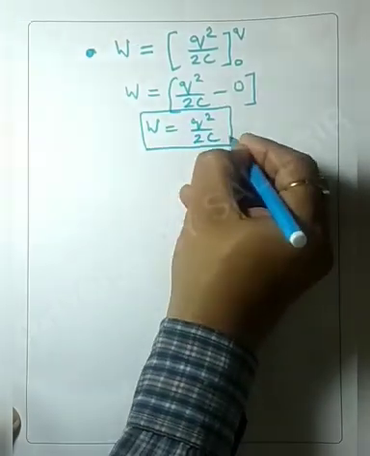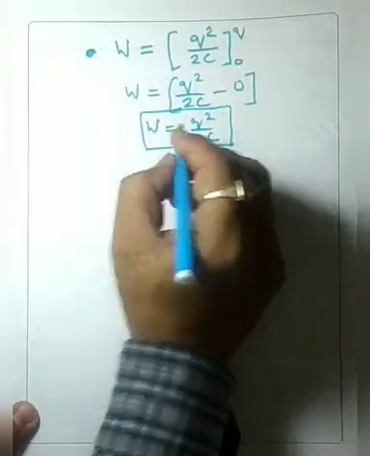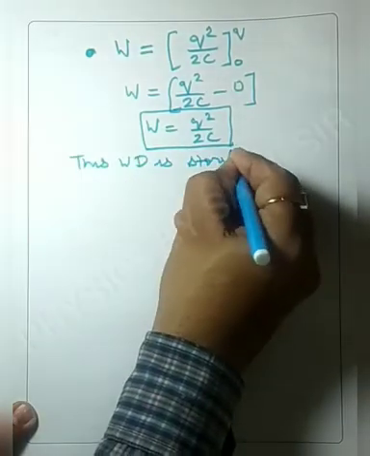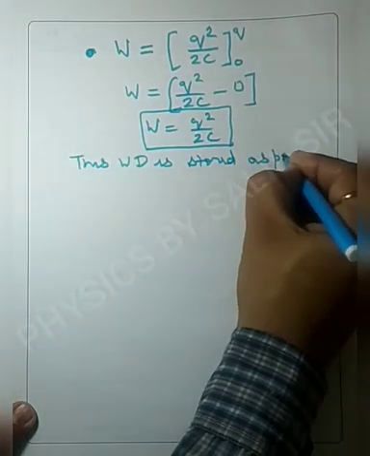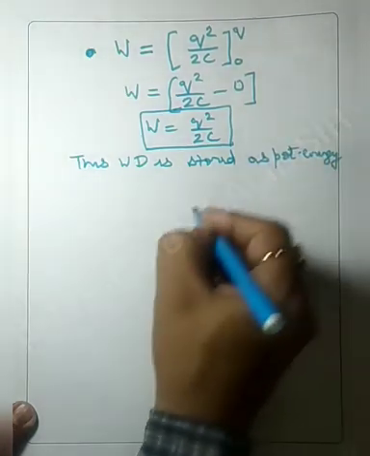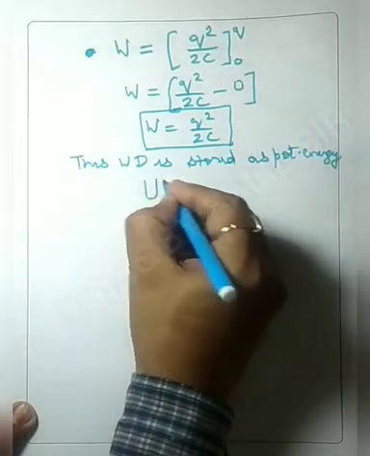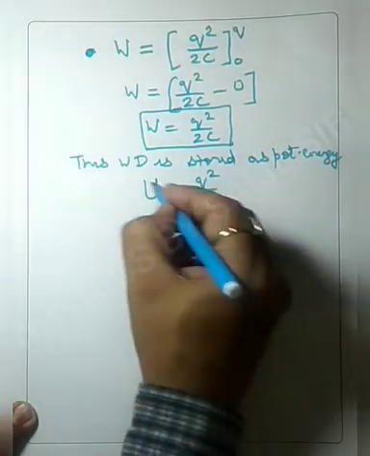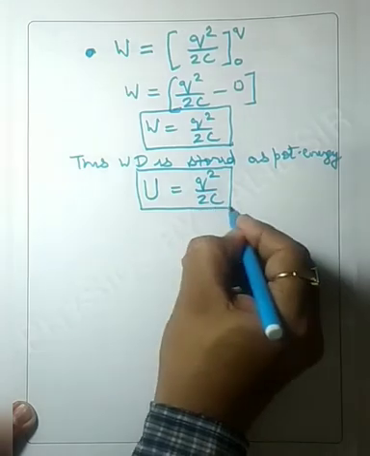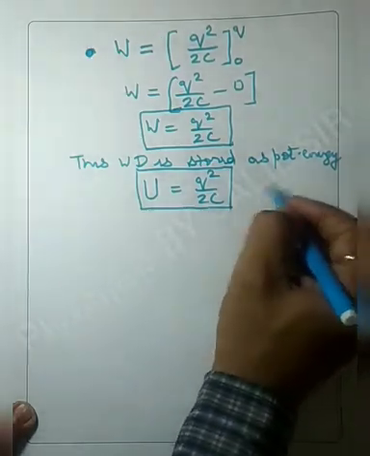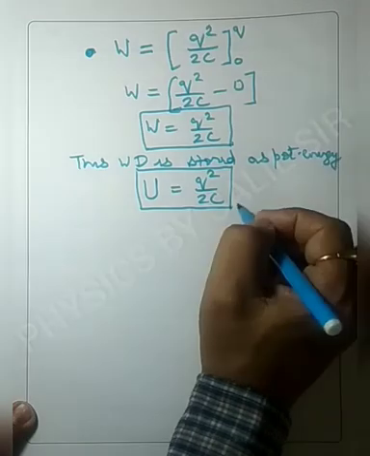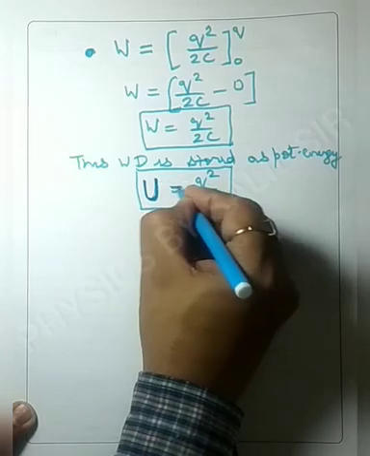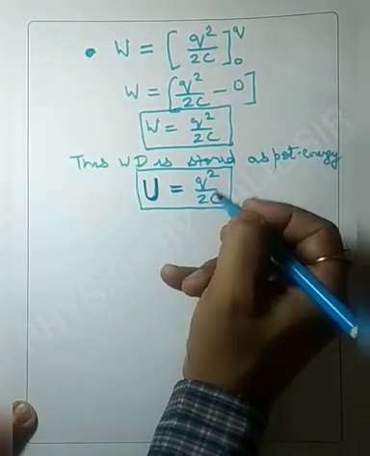This is the final expression in the form of work done we got, and this work done is stored as potential energy, and we know that potential energy in physics is denoted by capital U. So in place of W we can write Q square upon 2C. This is known as electrostatic potential energy, or we can say that this potential energy is stored in the capacitor. U is equal to Q square upon 2C.